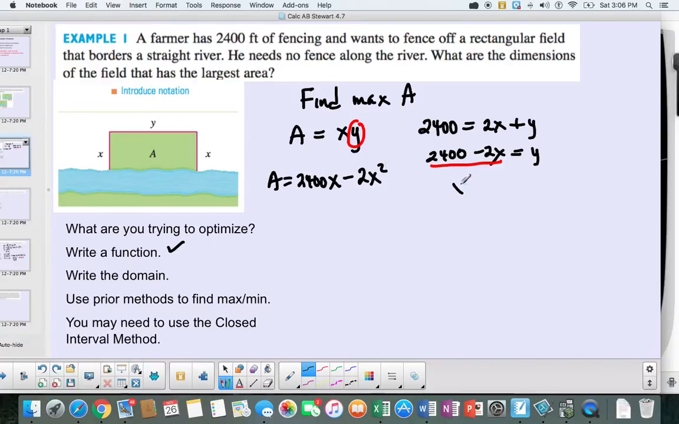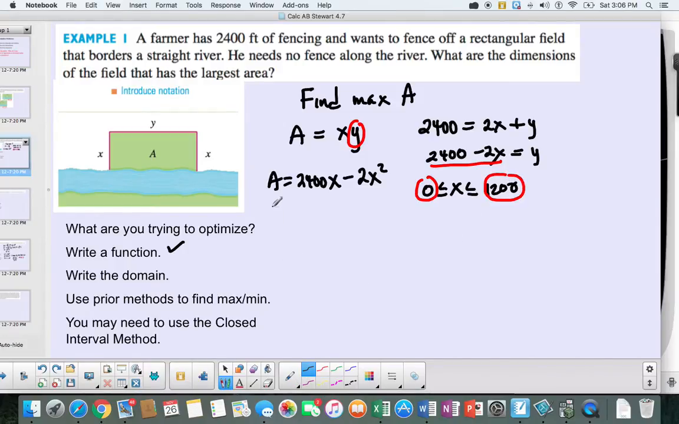Now my domain, what is x going to be? x is going to be between 0 and, remember, if only these 2 sides are being used for fencing, that's 1,200. Now this will probably not be used because these don't create a rectangle, don't create area.